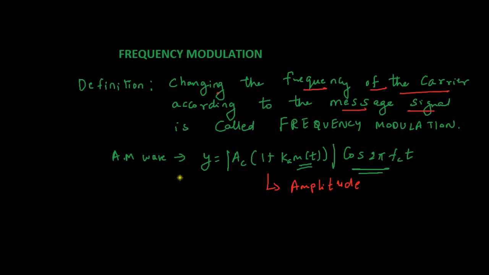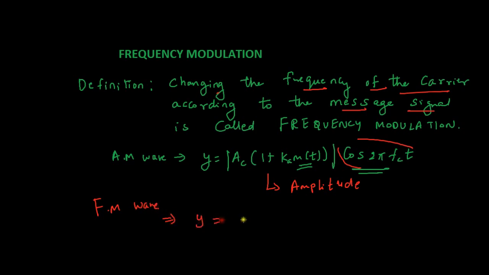We are all aware about what is amplitude modulation. It has also a definition which states that in amplitude modulation, the amplitude of the carrier is varied in accordance with the message signal. So this is the amplitude modulated wave. As you can see, the amplitude of this carrier wave is varied according to the message signal m of t. In similar fashion, we can expect our FM wave to be in this fashion.